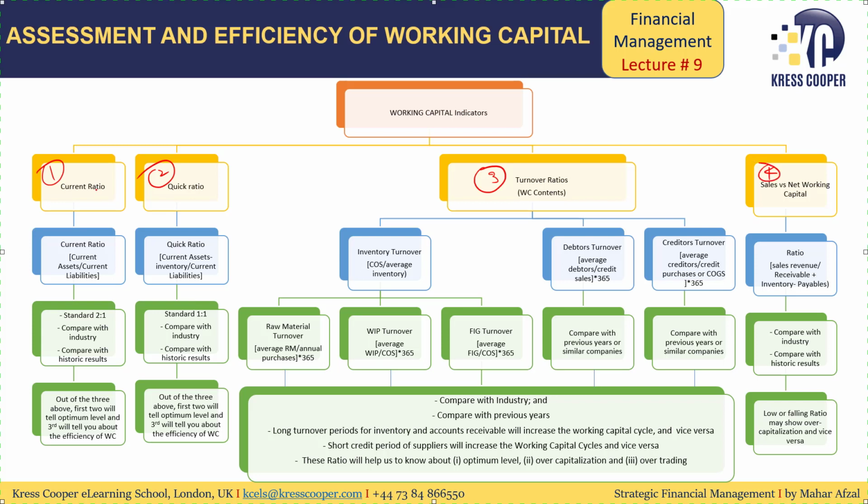ratio. Current ratio will tell us how much are the current assets in hand as compared to the current liabilities. Quick ratio will help us to understand how much are the liquid assets in hand as compared to the current liabilities. Turnover ratios will help us to understand the turnover of inventory, debtors, and account payables. We will be able to know the optimum level, as well as the efficiency of the different components of the working capital. Sales versus net working capital ratio will help us to understand how much working capital is available against sales.